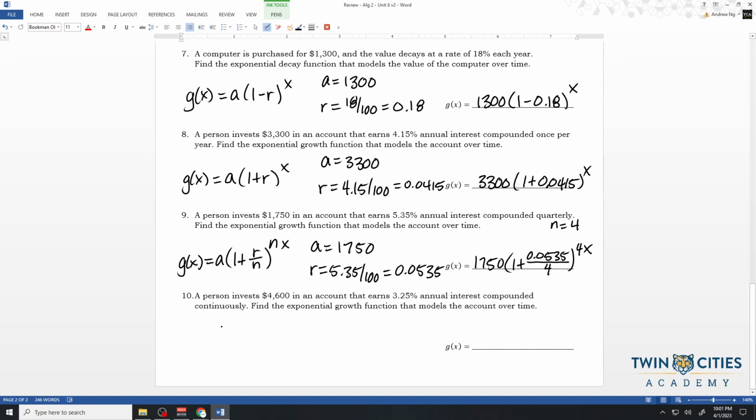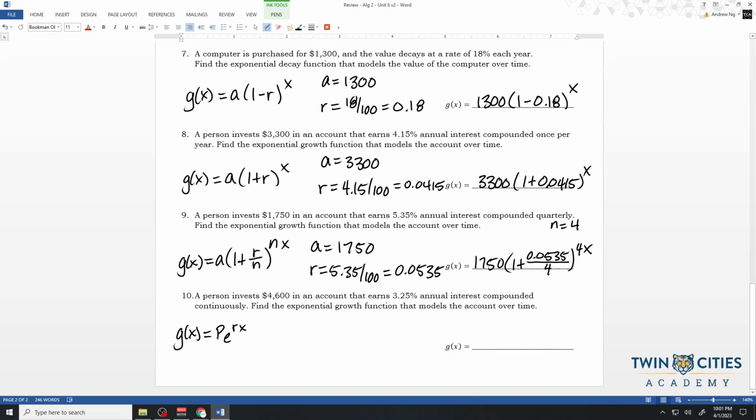Lastly, number 10. A person invests $4,600 in an account that earns 3.25% annual interest compounded continuously. As soon as I see that word continuously, this tells me I'm using something really different from all the other ones that we've used. This is going to be g of x equals p times e to the r. And then normally I would say t, but in this case, x. It says g of x, not g of t.